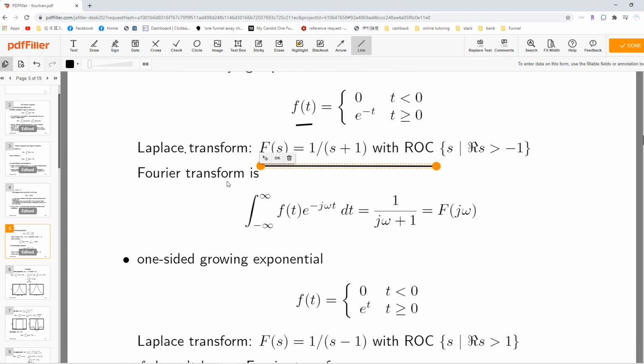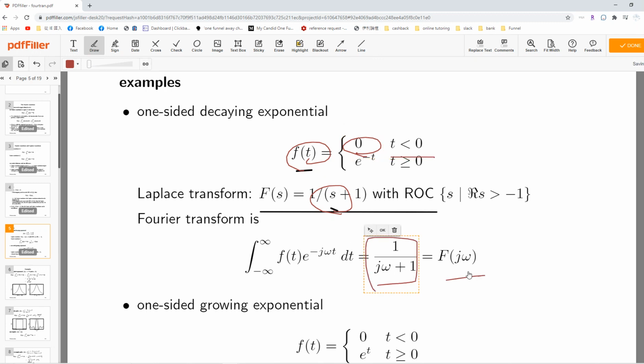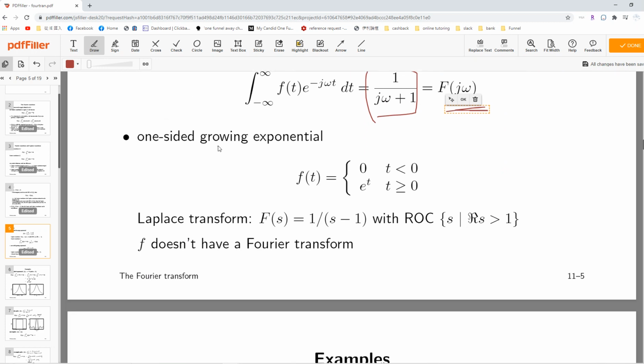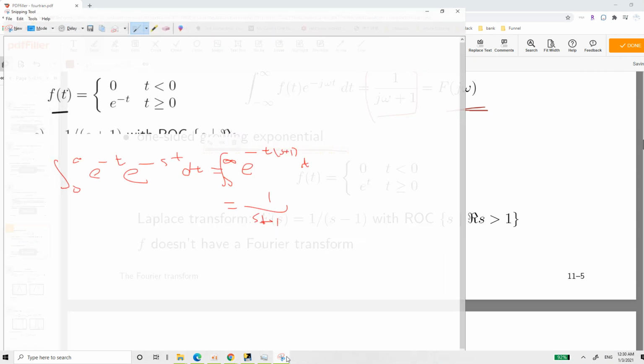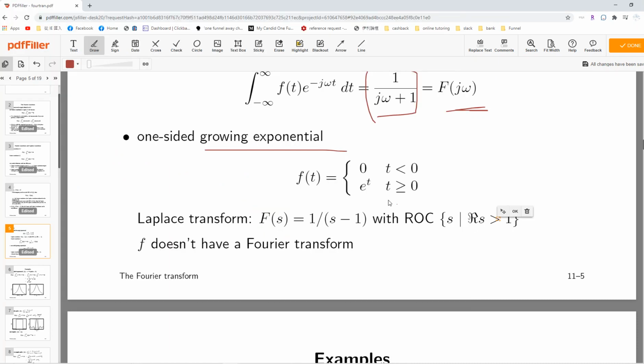But you can also try the Fourier transform. Because f of t is basically 0 when t is less than 0, you just replace s by j omega, so you get this. And for the one-sided growing exponential, this is important when you do a Laplace transformation: if this is plus, then this is plus, and if this is minus, then you just get s minus 1. But this f does not have a Fourier transform.